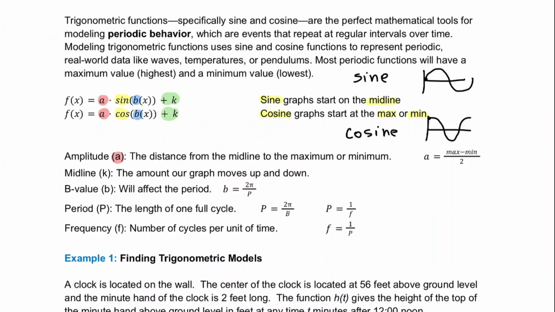So again, the amplitude is A. That's going to be the height of your graph. It's the distance to go to the maximum or the minimum. K, the number we're adding at the end, is the middle line. Again, it talks about how much it goes up or down.